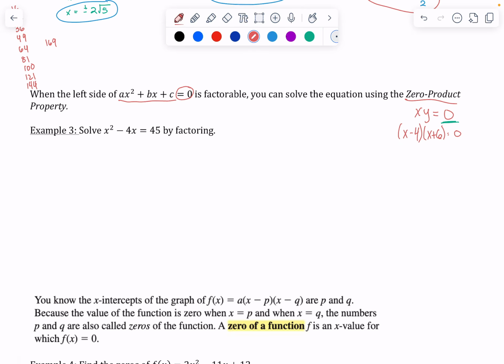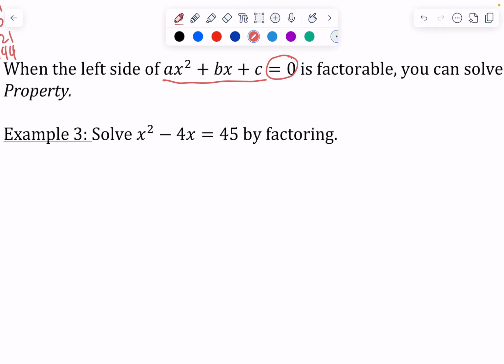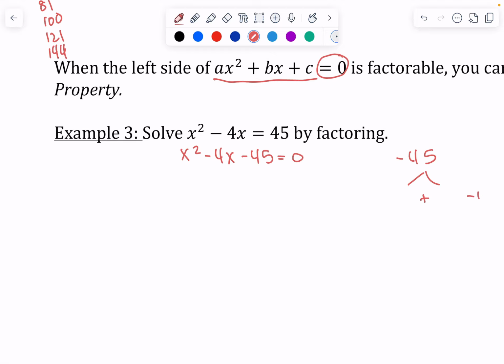All right, let's look at the first one. So here we want to solve by factoring. Again, we need 0 and we need a product. So I'm going to move the 45 to the other side of the equation so that I have 0 on the right side. And now I'm going to factor so that I have a product. What are two numbers that multiply to negative 45, but at the same time add to negative 4?